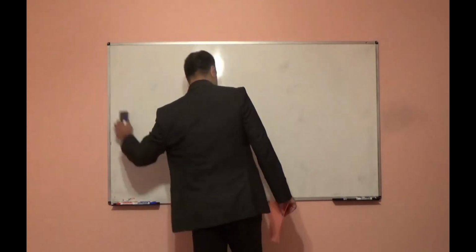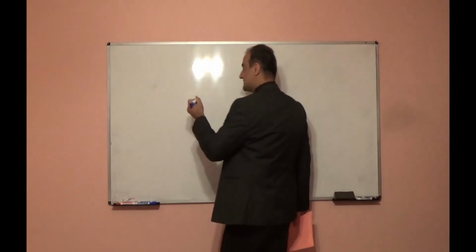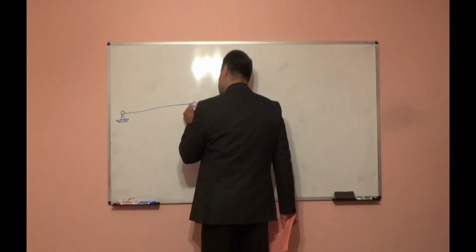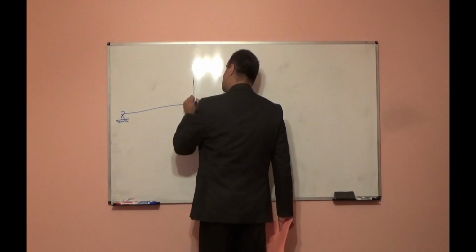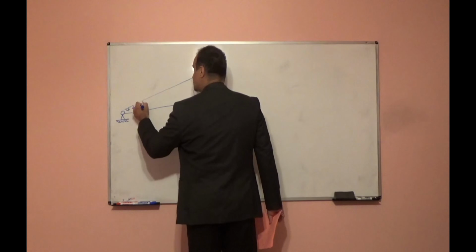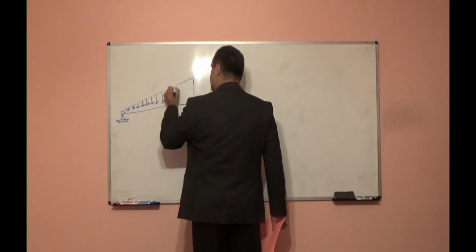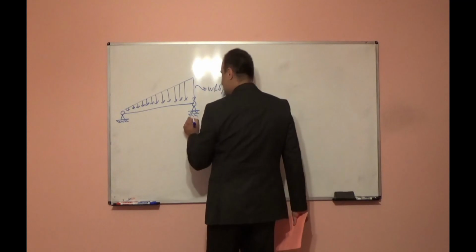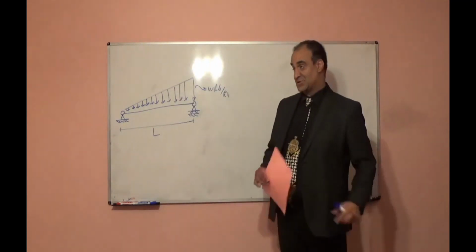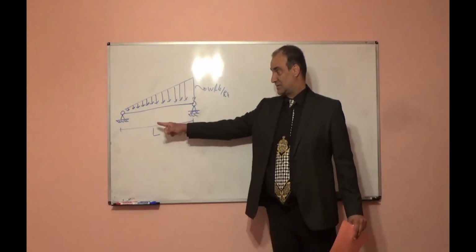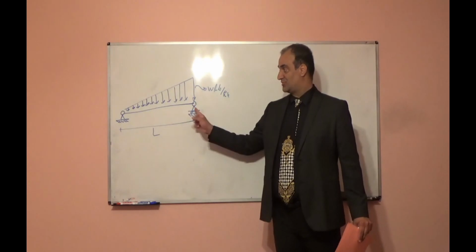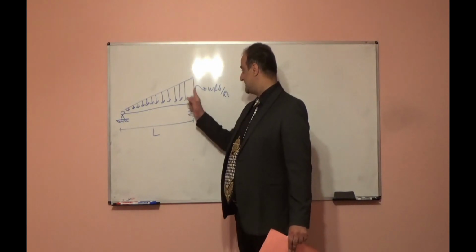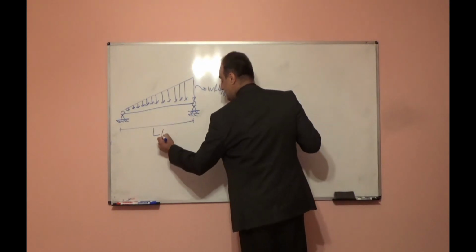Okay. Homework problem for the next session. For the next session, please draw the moment diagram and shear force diagram for this simply supported beam subjected to non-uniform distributed load, and the shape is a triangle. The intensity here is W pound per feet and the length is L feet.